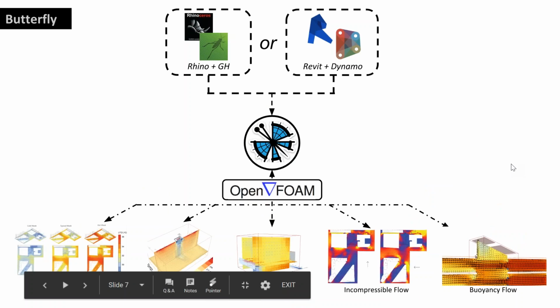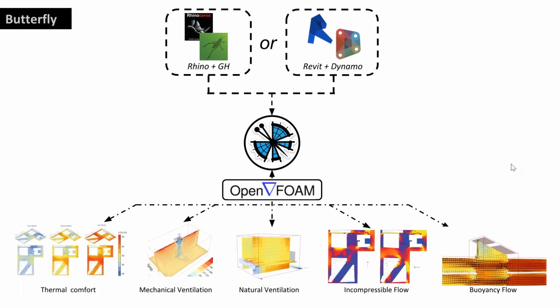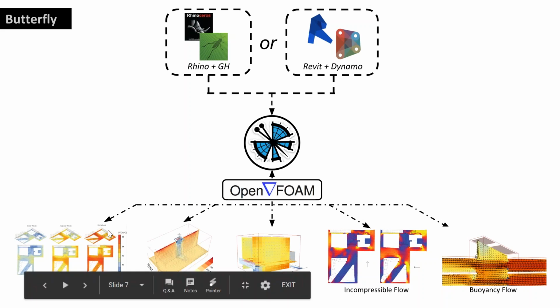But in addition to that, we also have Butterfly, which is meant specifically for CFD analysis. And so Butterfly connects Rhino, Grasshopper, Revit, and Revit Dynamo to OpenFOAM, which is, at this point in time, really the only validated open source CFD engine. And from OpenFOAM, we're able to do analyses like detailed thermal comfort, HVAC or mechanical ventilation modeling, natural ventilation modeling, and we can do both incompressible flow or wind-driven flow, as well as buoyancy or heat-driven flows with Butterfly.